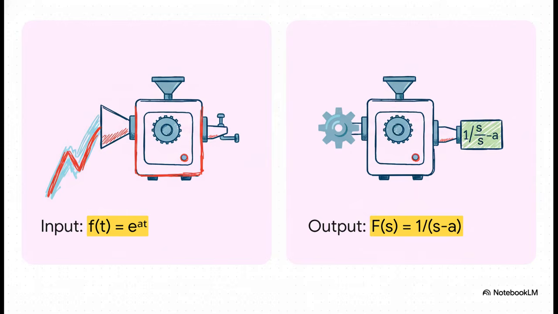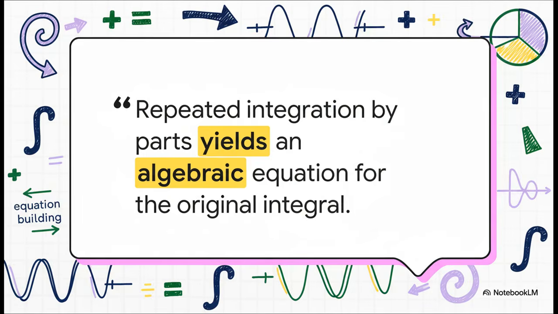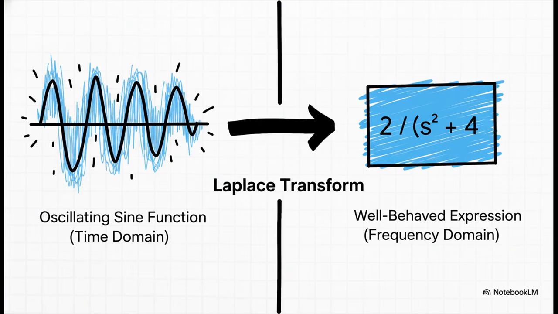Let's try one more. How about the exponential function, e to the at? This one is super important in fields like engineering and physics. Our machine takes it and transforms it into 1 over s minus a. It turns a growing exponential into a simple rational function. Just incredible. Now, of course, some functions are a little trickier. Finding the transform of sine of 2t, for instance, requires this really clever trick where you do integration by parts twice to create an equation that you can actually solve for the integral. Yeah, it's a bit of work. But the result is just beautiful.